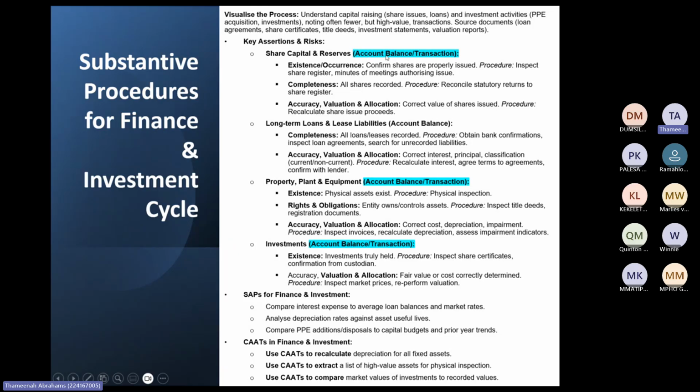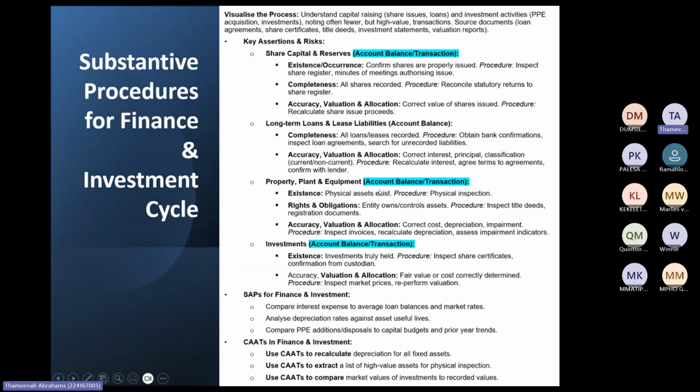But share capital can be seen as an account balance and a transaction, because if it's a new transaction or newly issued shares within the financial year, it's seen as a transaction. But I'm going to go through to show you where in your books, in your auditing notes for South African students, you can find that. Long-term loans and leases are, of course, account balances, but the repayments of long-term loans within the financial year are seen as a transaction, but we're going to go through that.